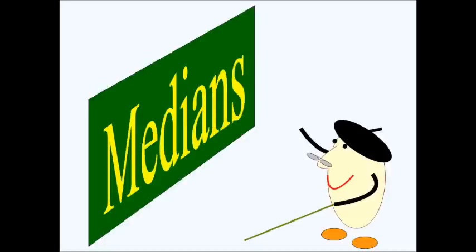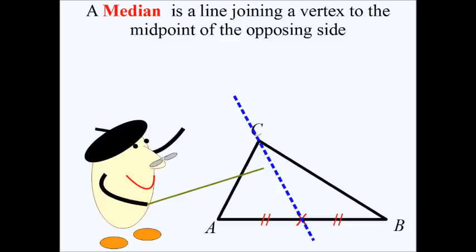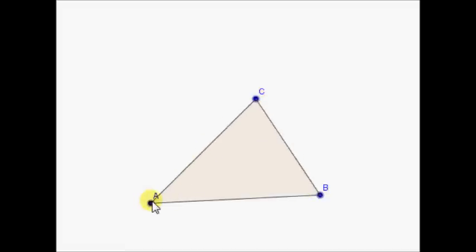We begin with the medians. What is a median? It's a line joining a vertex to the midpoint of the opposing side. Let us draw now a triangle ABC. And we draw the three medians of the triangle.